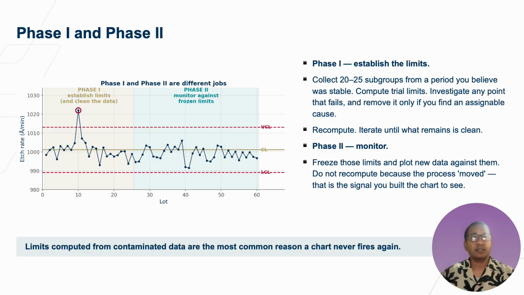Phase 2, monitor. Freeze those limits and plot new data against them. Do not recompute the limits because the process moved. That movement is the signal you built the chart to detect. Recomputing is how you delete it. Limits computed from contaminated data are the most common reason a chart in a real fab never fires again. It looks professional and it is reviewed weekly and it is completely inert.